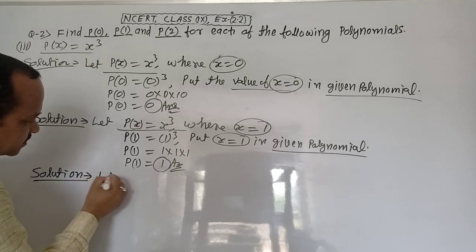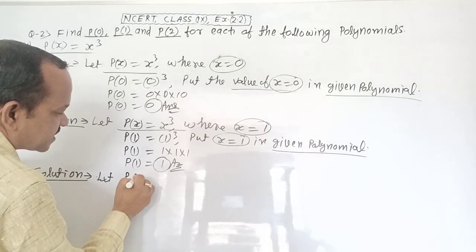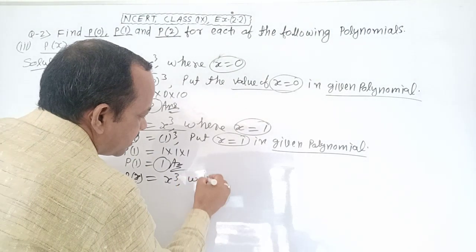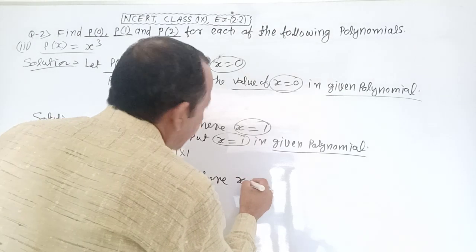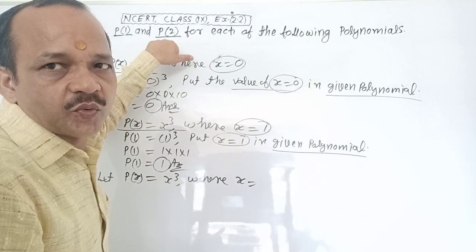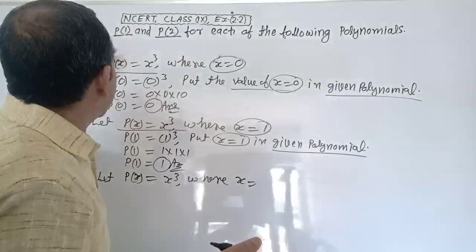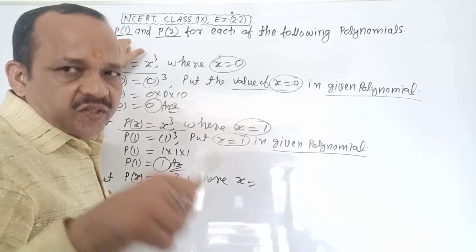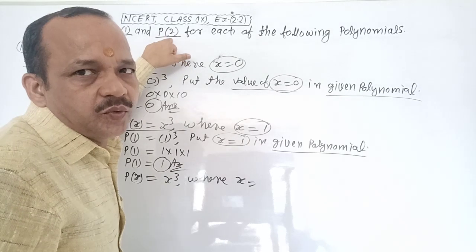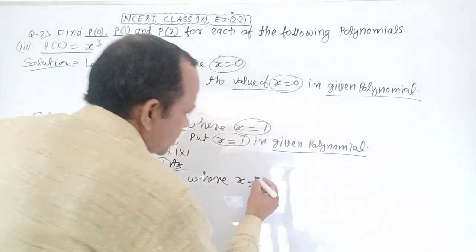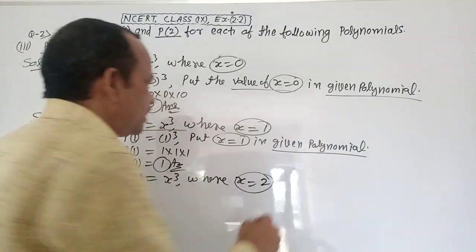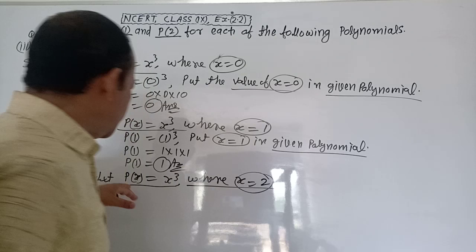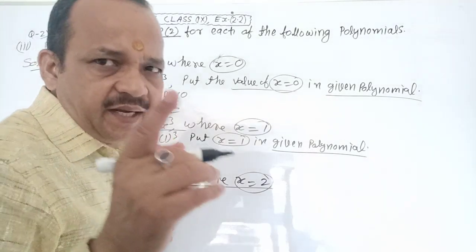Let p(x) equal x cube, here x equals 2. Clear? First time you put x equals 0, second time you put x equals 1, and third time you put x equals 2 in the given polynomial. Clear? x equals 2. Given polynomial p(x) equals x cube. Clear?